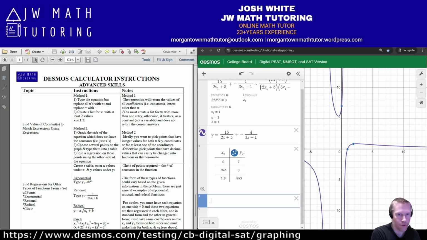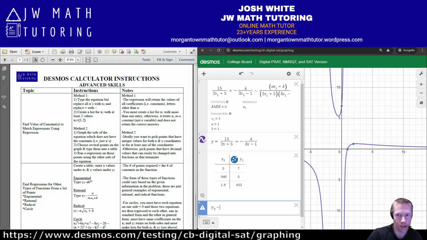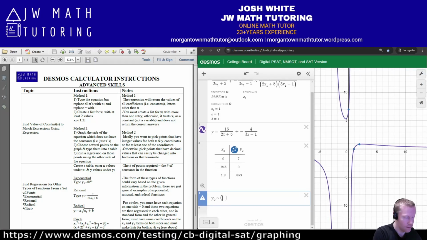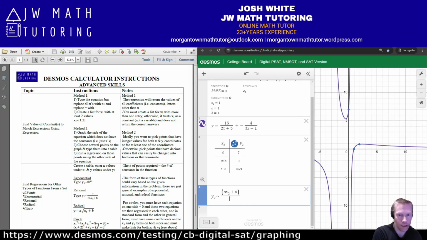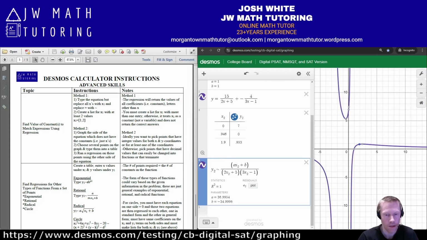Hopefully we won't. But now what we're going to do is, again, do a regression. And of course, because the columns here are x2 and y2, that's why I'm going to type x2 and y2. So now I'm going to type the right side here, meaning a x2 plus b, and then over, let's make sure I get this right, 2x plus 5, 3x minus 1. All right, I just forgot to put the subscripts here.